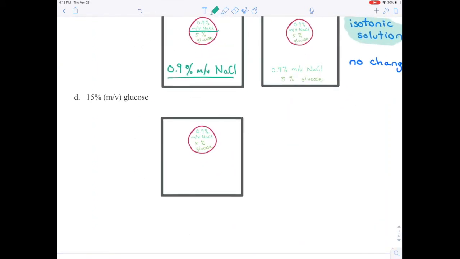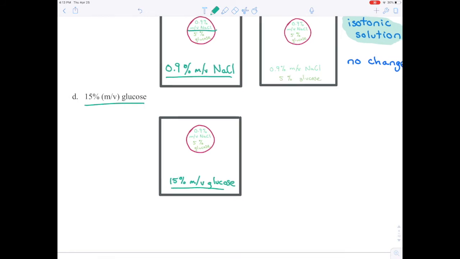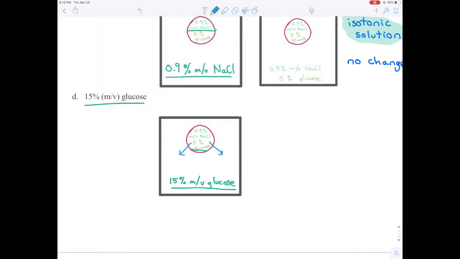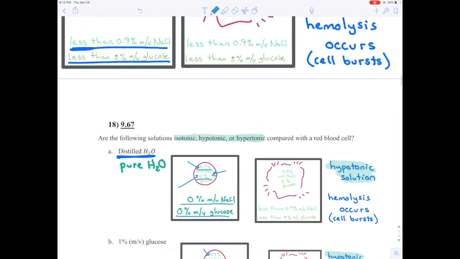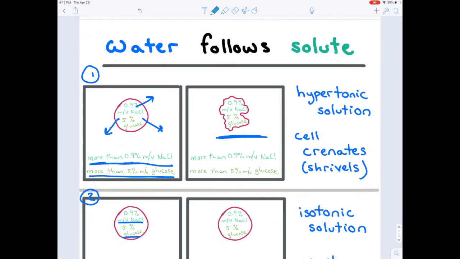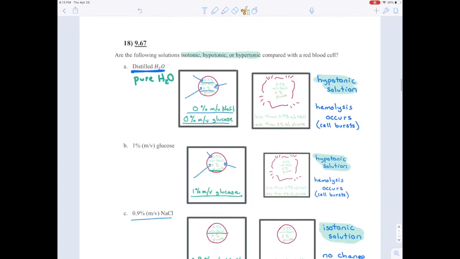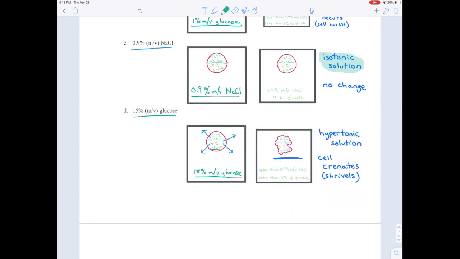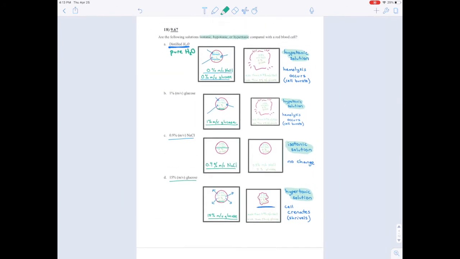For D, they say that you have 15% mass volume glucose, and so we're going to compare that 15% outside of the cell with the 5% inside the cell. 15% is bigger, and so water follows the solute. It goes where there is more. So it's going to go out of the cell, and the cell will shrivel up because it's losing all that water. This would be the first case that we saw. The water rushes out and shrivels up or crenates, and it happens because it is in a hypertonic solution, a solution that has more solute in it than the red blood cell has. So that would be how you'd answer question 18.